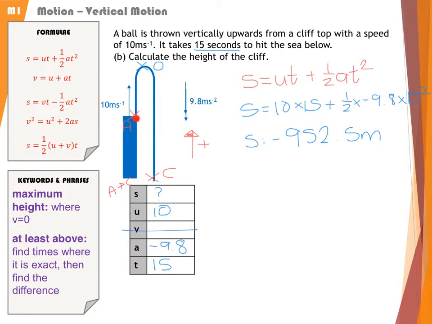So that distance there that's travelled down is the same as the height of the cliff. So we then need to write height equals, and of course we're going to give our height as positive, so 952.5 metres.